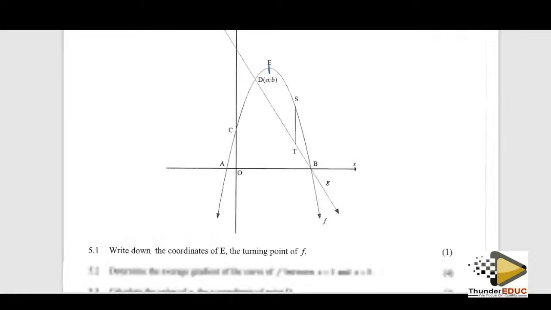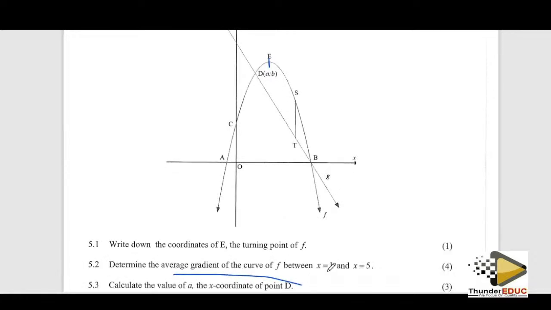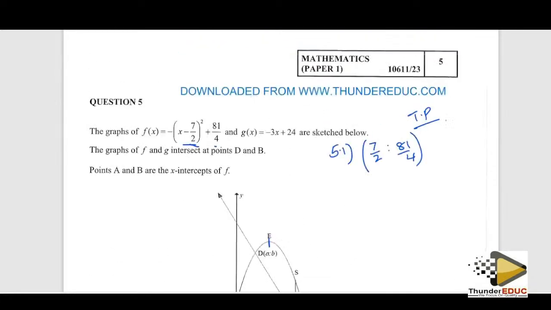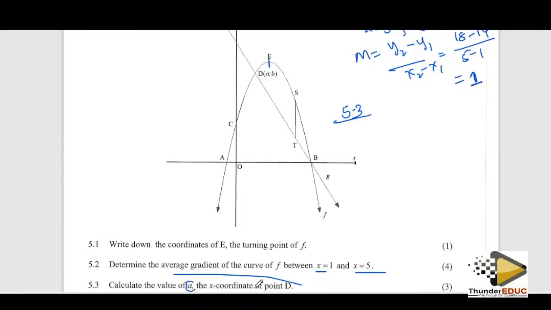Okay, 5.2, they want us to get the average gradient between x1 and x5. So when they ask for average gradient, we're gonna use the same, but we need to declare the y value. So if x is a 1, okay, what is our y value? A is the x coordinate of D. Where is D? Let's see. So when you look at D, this is a point of intersection between F and G. So at this point, both graphs are equal. So it's the same as saying f of x is the same as g of x. We solve this simultaneously.